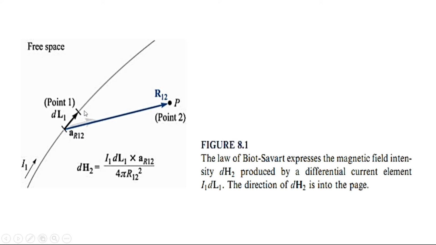So that is the sine of this angle. Similarly, the magnetic field intensity at point P is inversely proportional to the square of the distance from the differential current element to the point P.